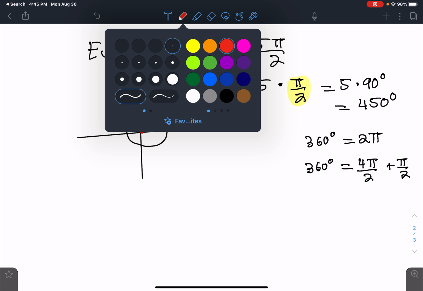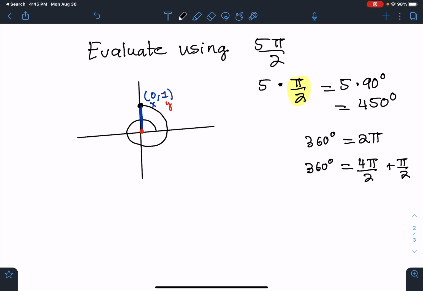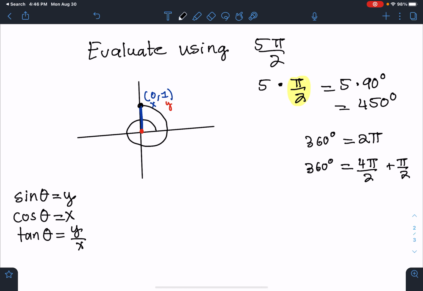So I told you on the unit circle, it might be useful to know a couple facts. Sine of theta equals y, cosine of theta equals x, tangent of theta equals opposite over adjacent, which is y over x, cosecant of theta equals 1 over y, or just a reciprocal of whatever you get for sine. Cosine, the reciprocal is secant, so 1 over x, and cotangent is x over y.